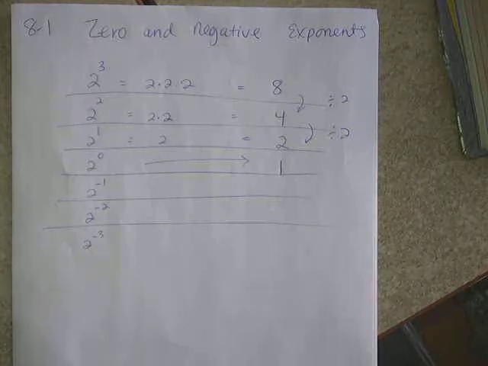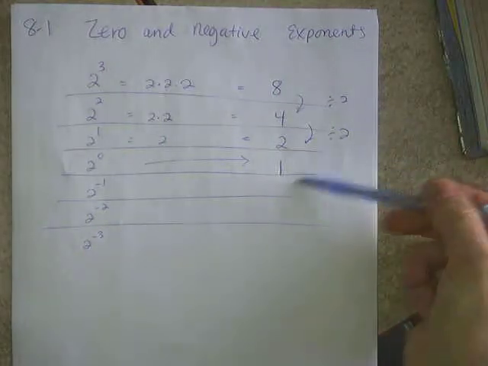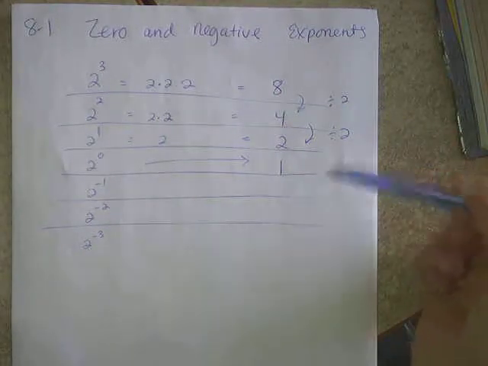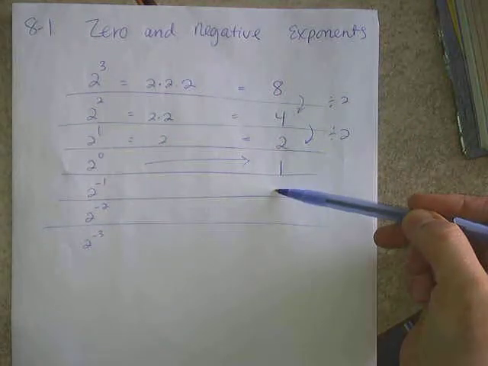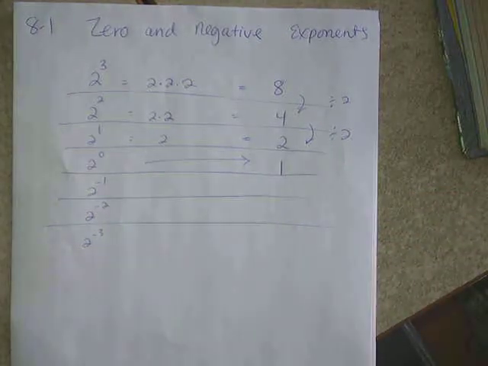So 2 to the 0 is really 1. And not only is 2 to the 0 1, 5 to the 0 is 1, b to the 0 is 1, 2.879 times x squared y to the 5th, all to the 0 is 1. Anything to the power of 0 is 1. And it's because of this pattern. Okay, does that pattern make sense?